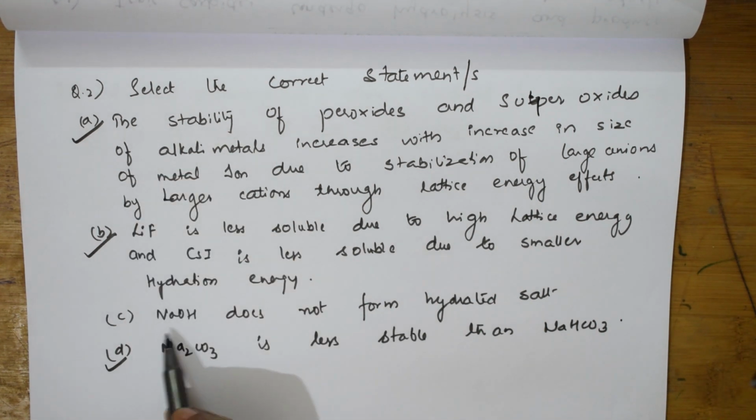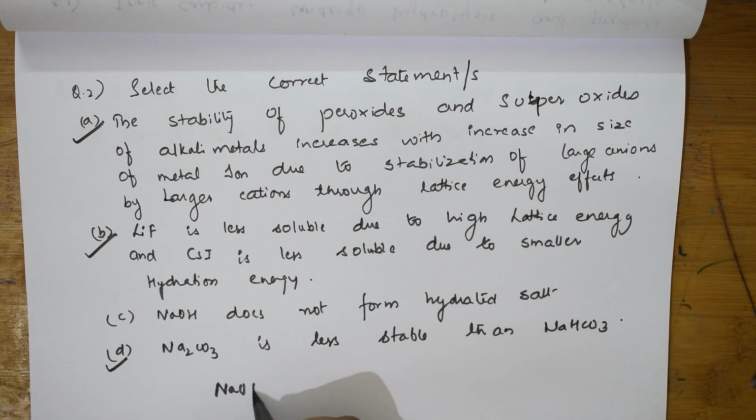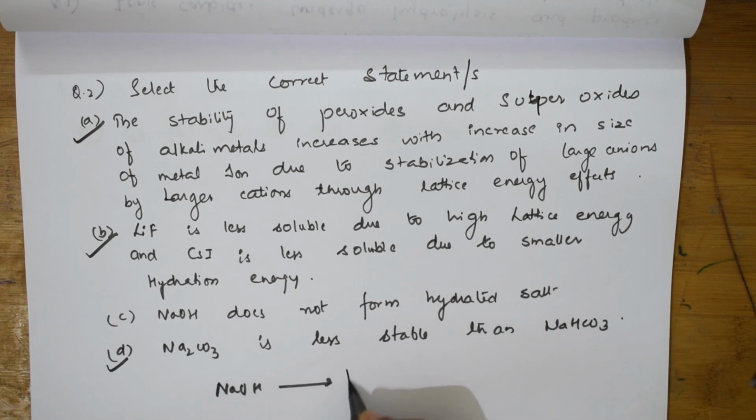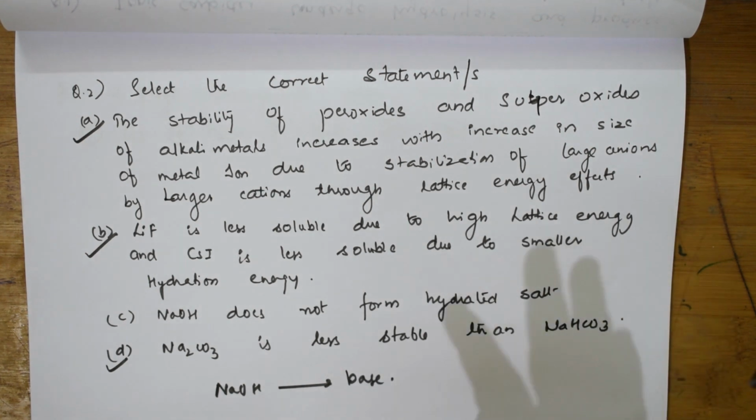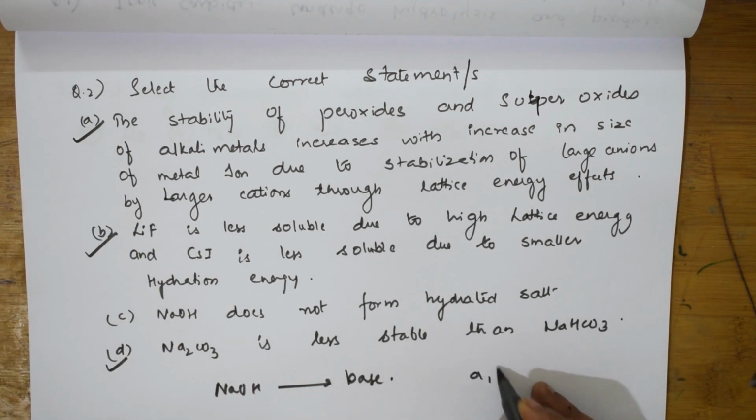All three. Why is this option wrong? Sodium hydroxide does not form hydrated salt. When I look at sodium hydroxide, is it a salt? No, sodium hydroxide is a base, isn't it? First of all, it is a base and does not form hydrates, so the concept itself is wrong. So this option is wrong, and the remaining are all correct. So the correct answers are A, B, D.